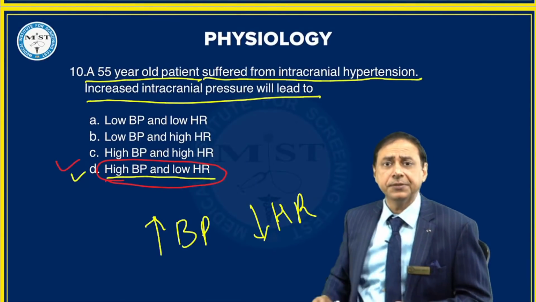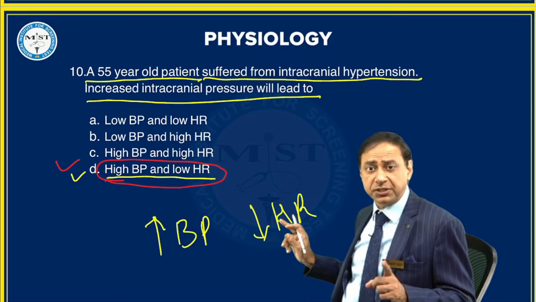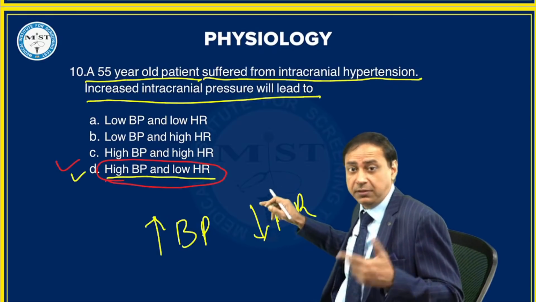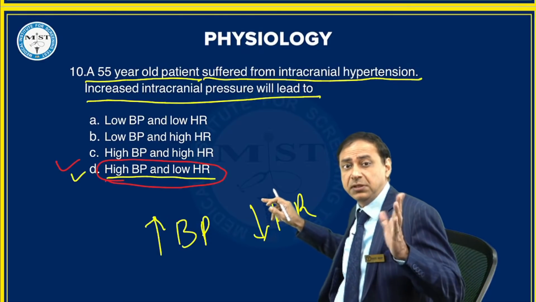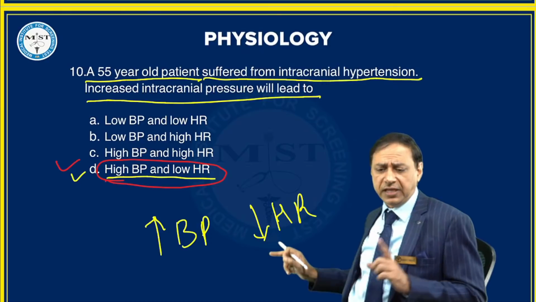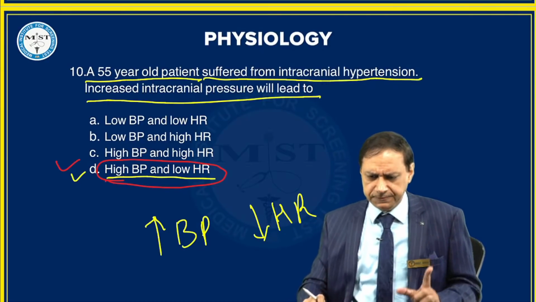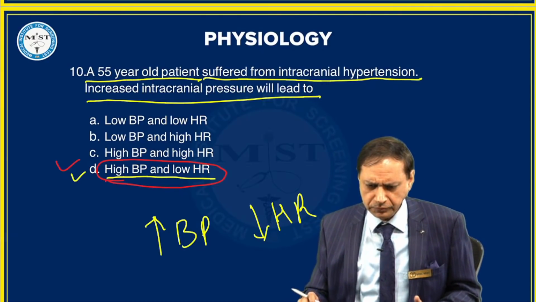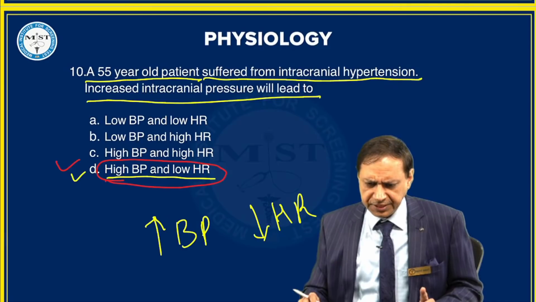This is the answer. Increased intracranial pressure will lead to increase in blood pressure because of CNS ischemic response. Heart rate will fall because of the baroreflex.